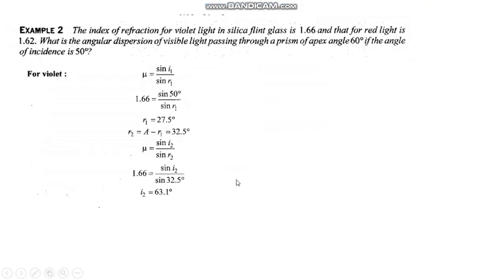The index of refraction of violet light in silica flint glass is 1.66 and that for red light is 1.62. So the refractive indexes mu v and mu r are given, and they are asking you what is the angular dispersion. Angular dispersion, we have seen, is delta v minus delta r. We have to find these two.